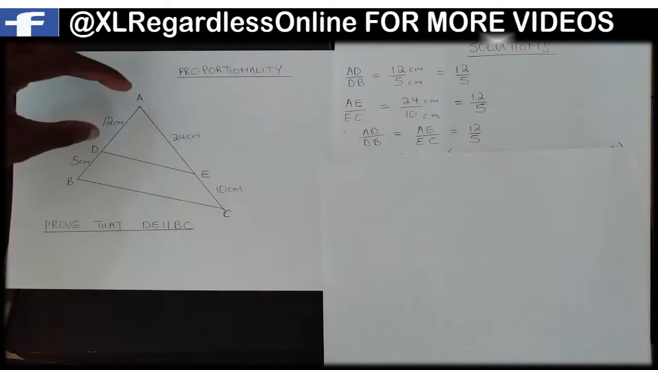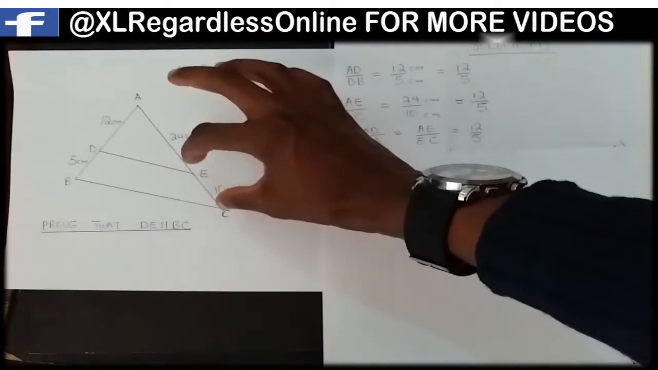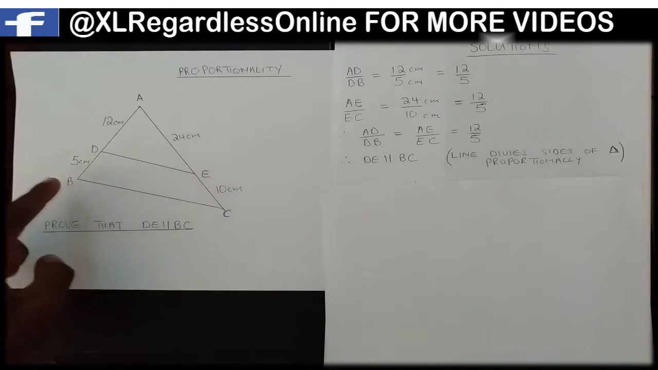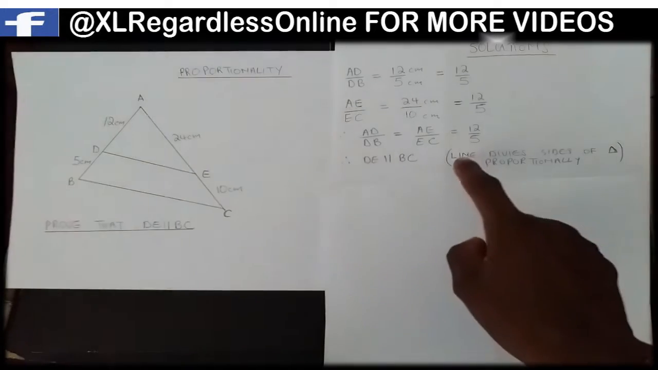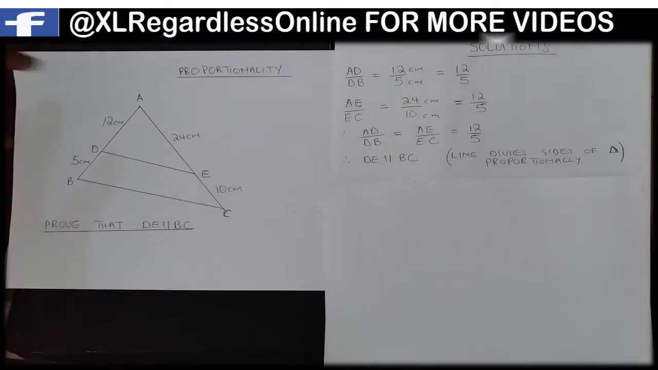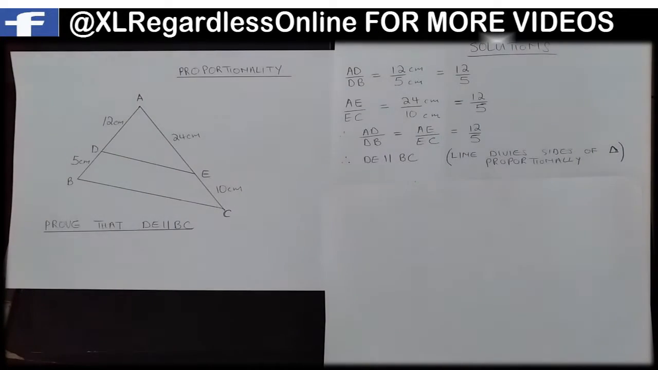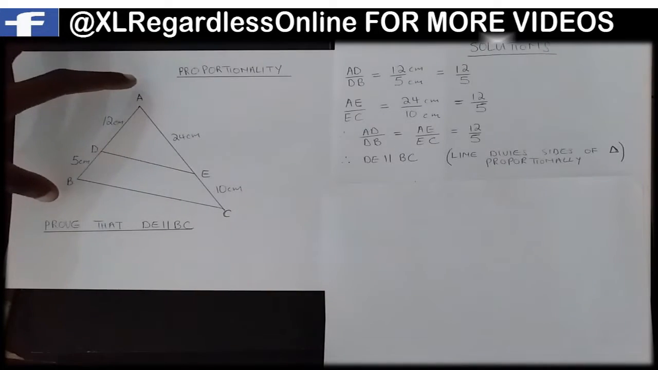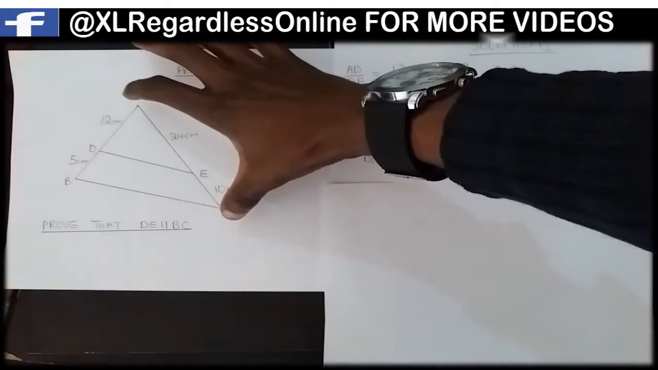Since we have proven that this ratio is equal to that ratio, we can therefore conclude that DE is parallel to BC. And the reason you are going to use there is that a line divides the sides of a triangle proportionally, right? We've tested using these two ratios. We can also use the very same thing by testing if the ratio of AD to AB is equal to the ratio of AE to AC, right?